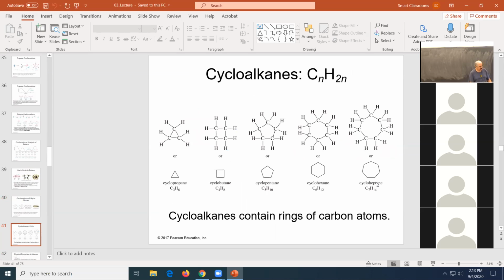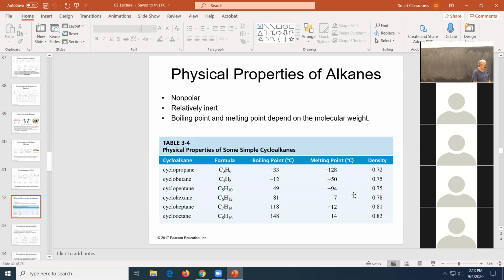Okay, cycloalkanes. These will contain the prefix cyclo. And last time we went through some of the cycloalkanes. They have very similar properties to alkanes. They're nonpolar, relatively inert. Boiling and melting points depend on molecular weight. Okay, as the molecular weight goes up, so does the boiling and melting point.